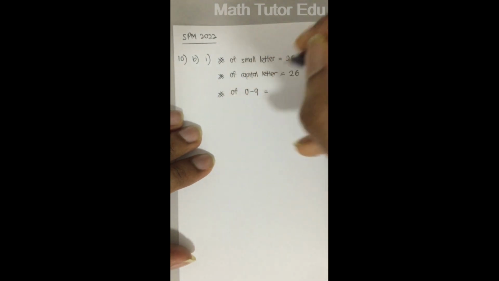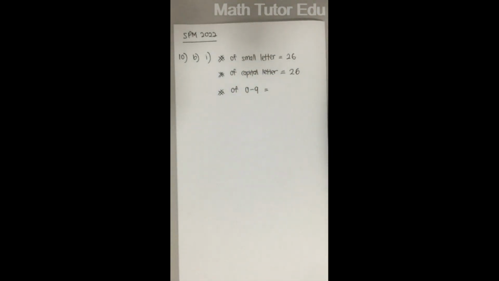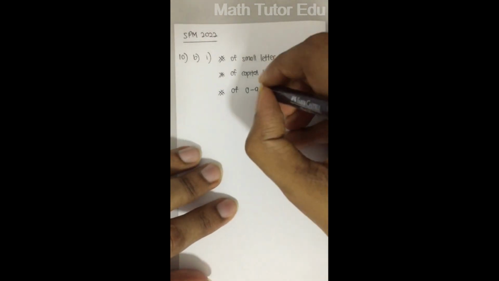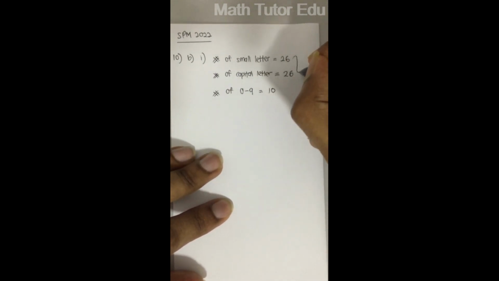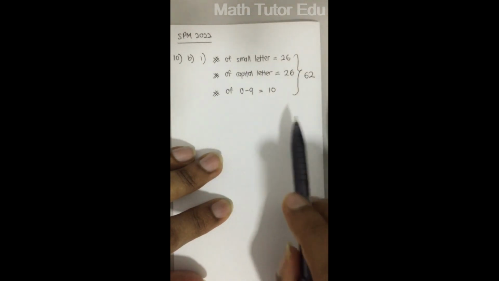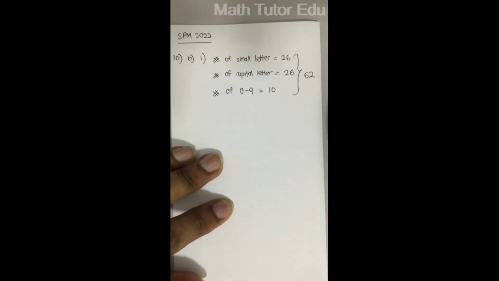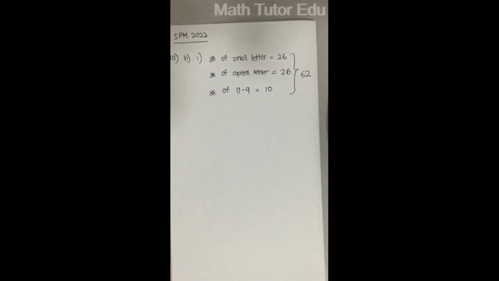Okay, 0 to 9, when you calculate 0, 1, 2 up until 9, you'll get 10. So 26 plus 26, and then you plus 10, you get a total of 62. Okay, why do I write 62 here? Later I'll explain to you. Okay, so now jump into our question.